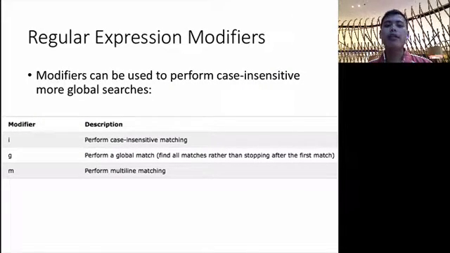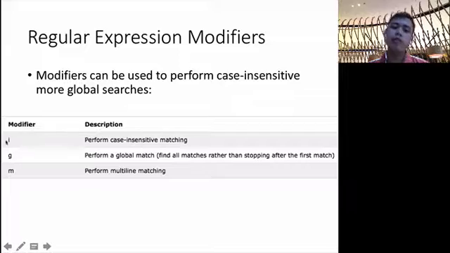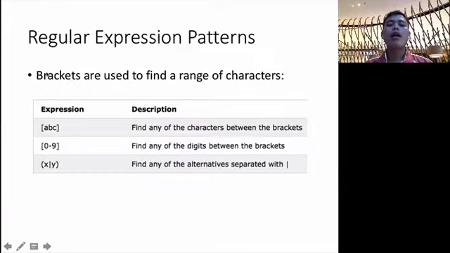There are actually other regular expression modifiers, and the modifiers can be used to perform case-insensitive, more global searches. For example, as we've discussed, I performs case-insensitive matching. When we use G, that performs a global match, so it finds all matches rather than stopping after the first match. And M performs multi-line matching.